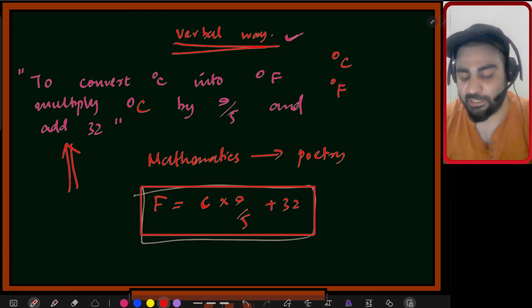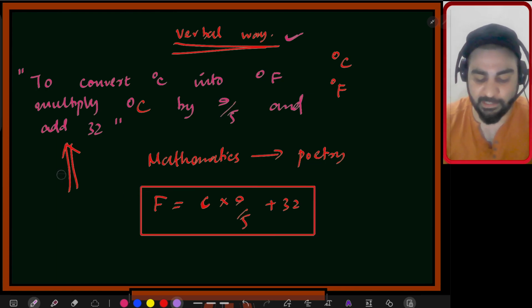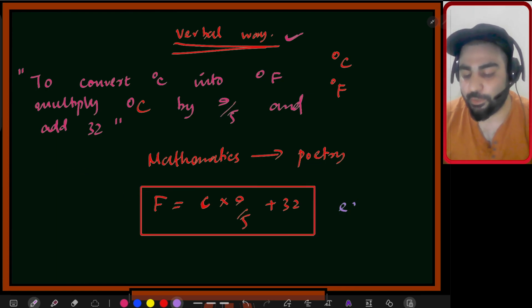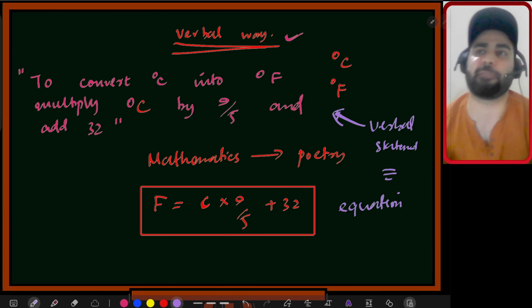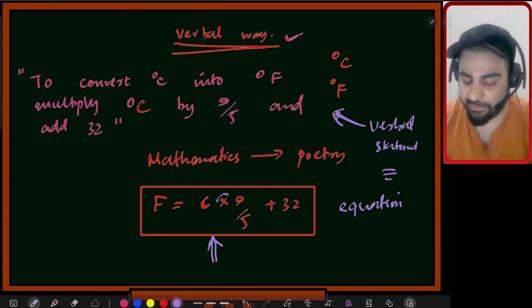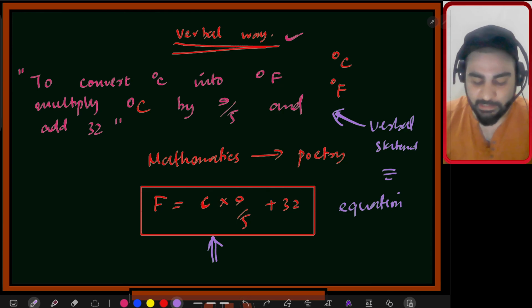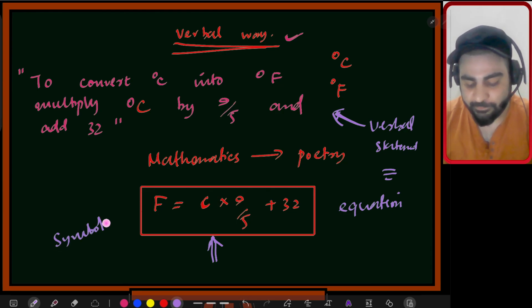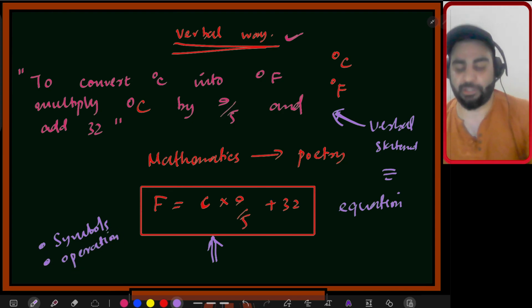So if you now see these two things, the first thing, the verbose way, and this equation. So let's write this equation, this equation and this verbal statement. Both of them are equivalent. They convey the same information to you. But here, you have introduced some things. You have introduced these symbols, and second, you have introduced some operations also. Basically, a symbol also has an operation.